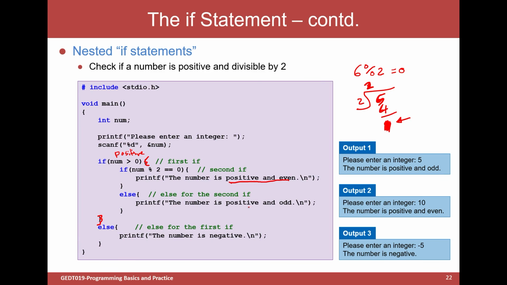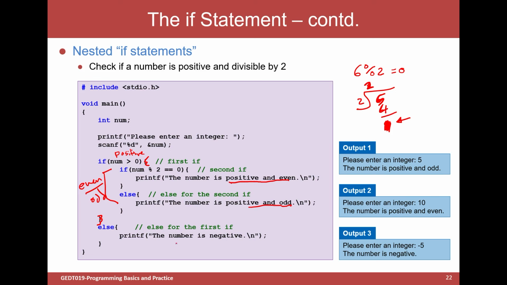Else the number is odd. Okay, so this is for a positive number. Inside the positive number, I do another check. So this is the first check, if it's positive, and another check, if it's even or odd. Okay, this is inside the if statement.